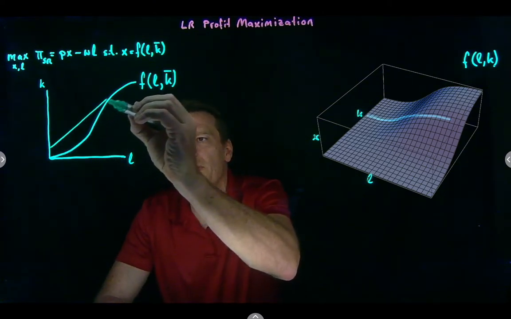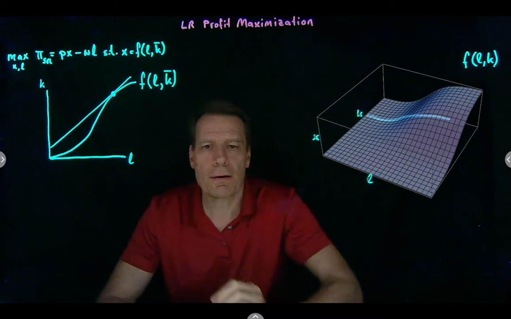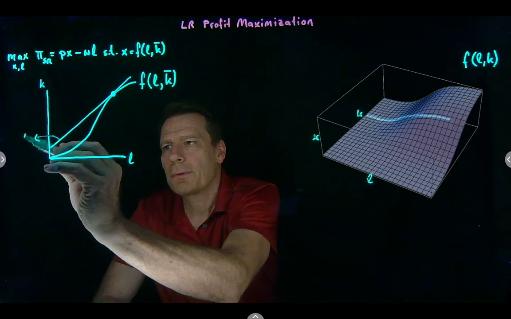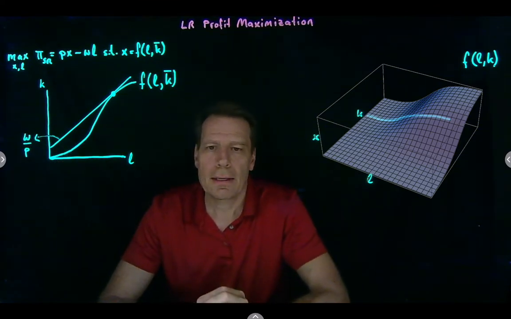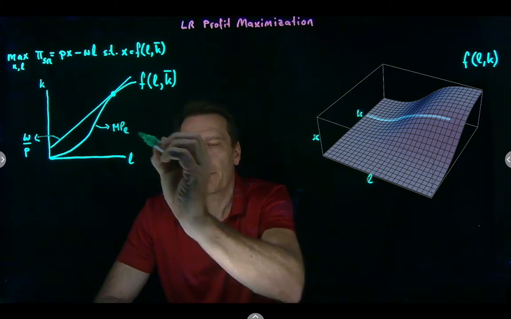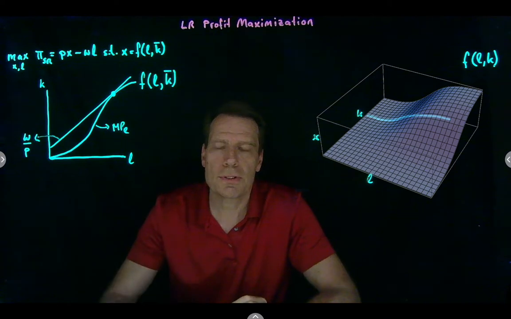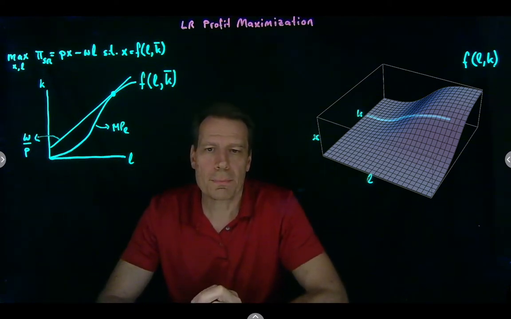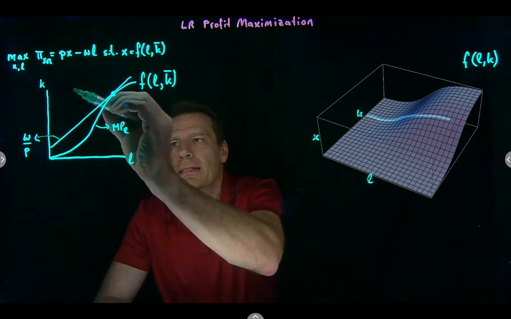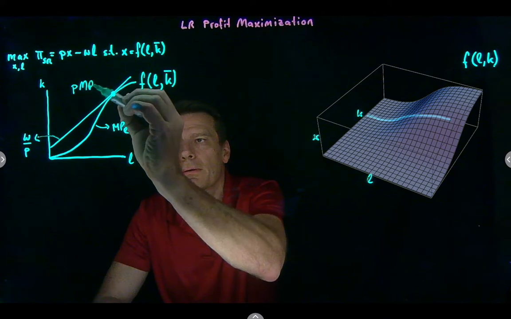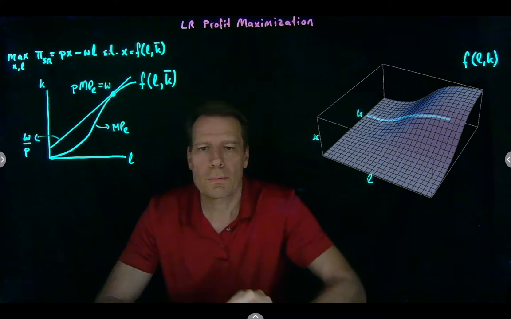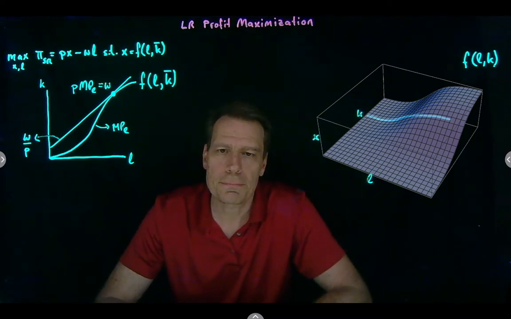That line will reach a point of tangency at the profit maximizing production plan. It has a slope of W over P, and the short-run production function has a slope of marginal product of labor. By setting those equal to each other and then multiplying through by the price, we got the short-run profit maximizing condition that price times marginal product of labor, or what we've called the marginal revenue product of labor, must be equal to the wage when the firm profit maximizes in the short run.